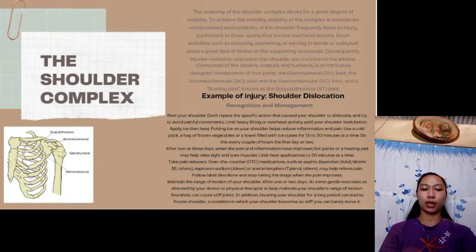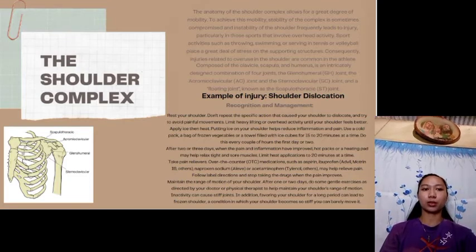So it means that the ball and socket bones of the shoulder are separated, with the ball of the humerus out. In terms of prevention, to prevent this injury, we should take care to avoid falls and exercise regularly to maintain strength and flexibility in our joints and muscles. So here are the recognition and management of shoulder dislocation.